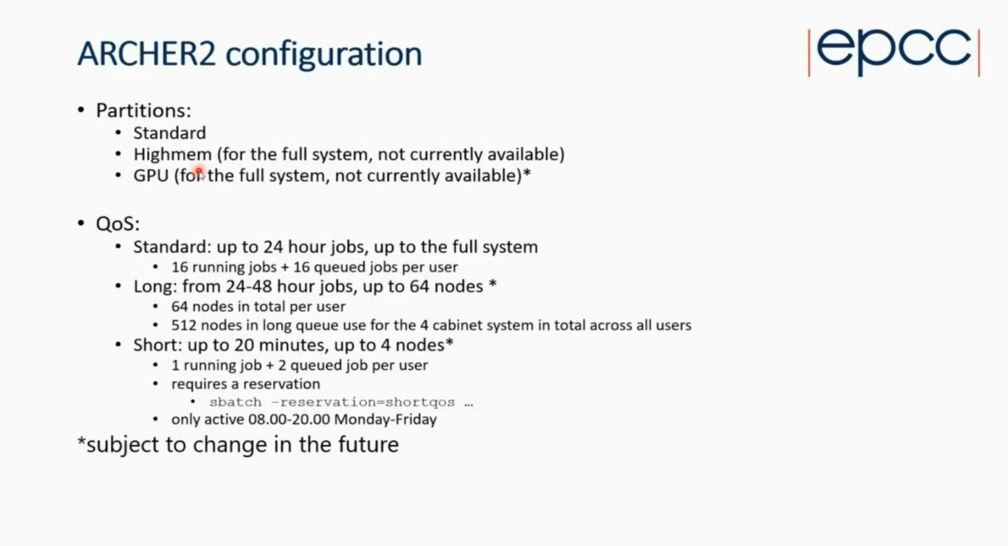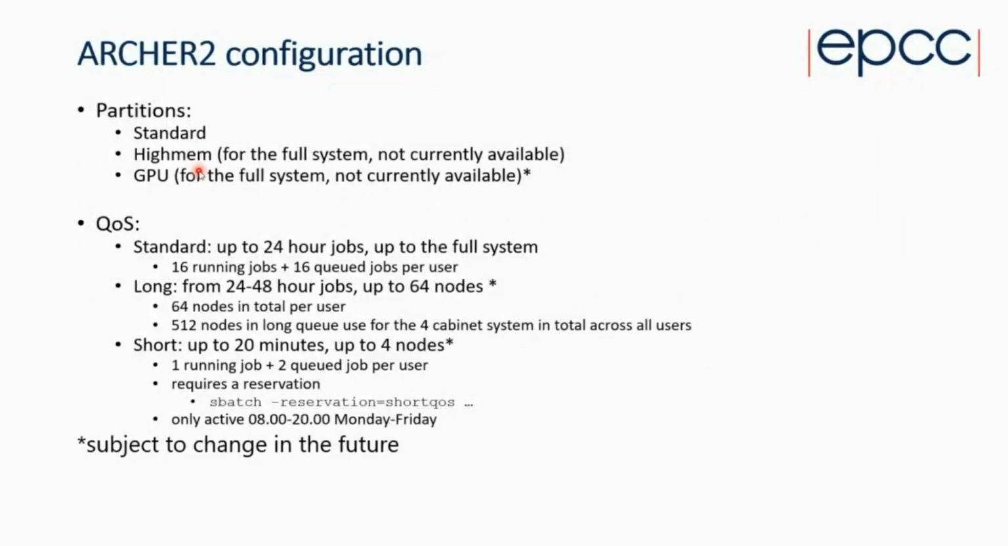So at the moment, we have 3 QoSs set up. Standard, which lets you run jobs from 0 up to 24 hours, and you can use all the nodes in the system. So you can run a job from a single node all the way up to 1024 at the moment, with the caveat that if you run a 1024 node job, it's likely to take a lot longer to start than a 1 node job. Just nature of scheduling being scheduling.